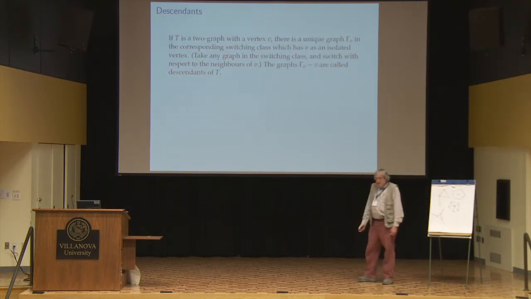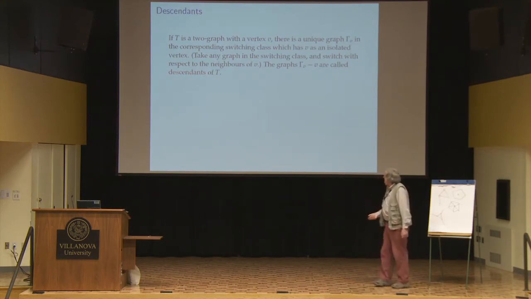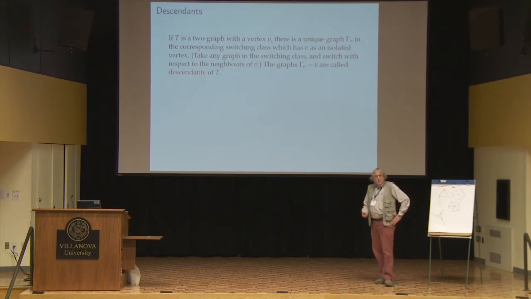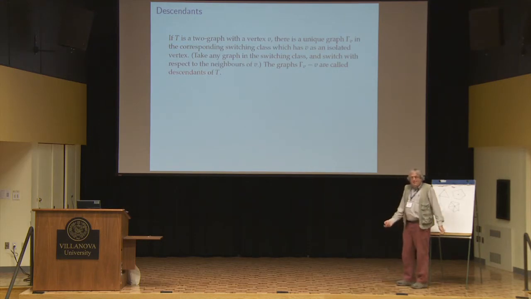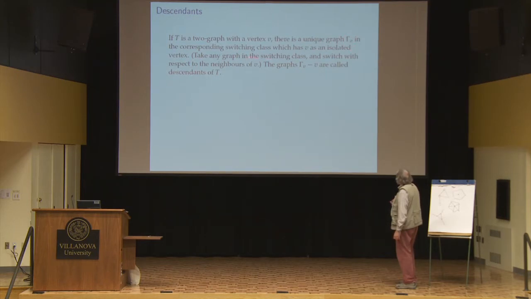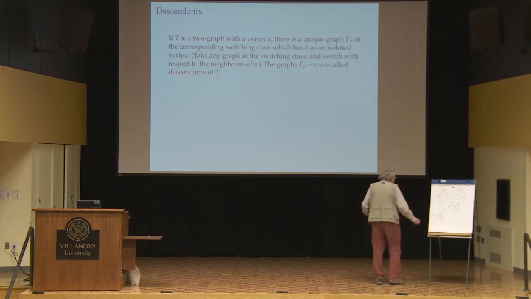So now I have to say a little bit about things that some of you, I think, are much more interested in than general two graphs, namely regular two graphs and strongly regular graphs and stuff like that. If you have a two graph with a vertex V, there is a unique graph in the corresponding switching class which has V as an isolated vertex.